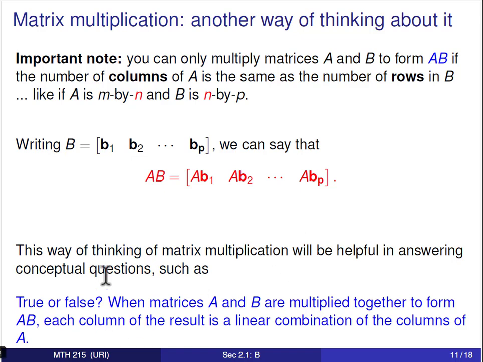Okay, the reason why is because of what's shown here in the rule. The columns of AB are each formed by taking A times a vector. And remember, when you take A times a vector, what you're doing is putting coefficients on the columns of A and forming linear combinations in that way. So each column of A times B ends up being a linear combination of the columns of A. Okay, we'll see more conceptual questions later on. This way of thinking about matrix multiplication will help with those conceptual questions.